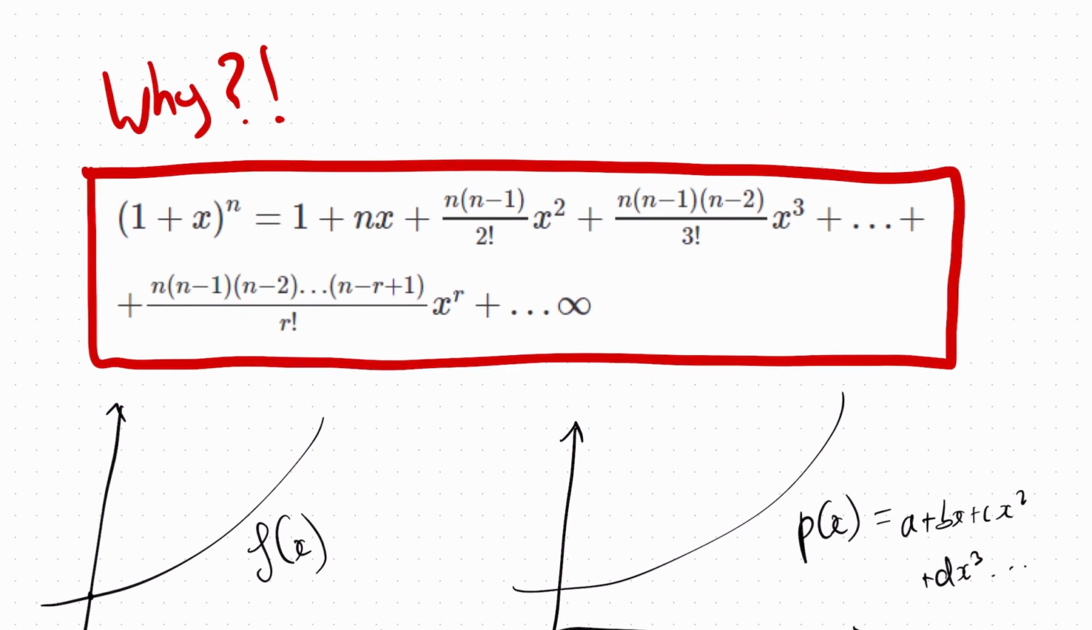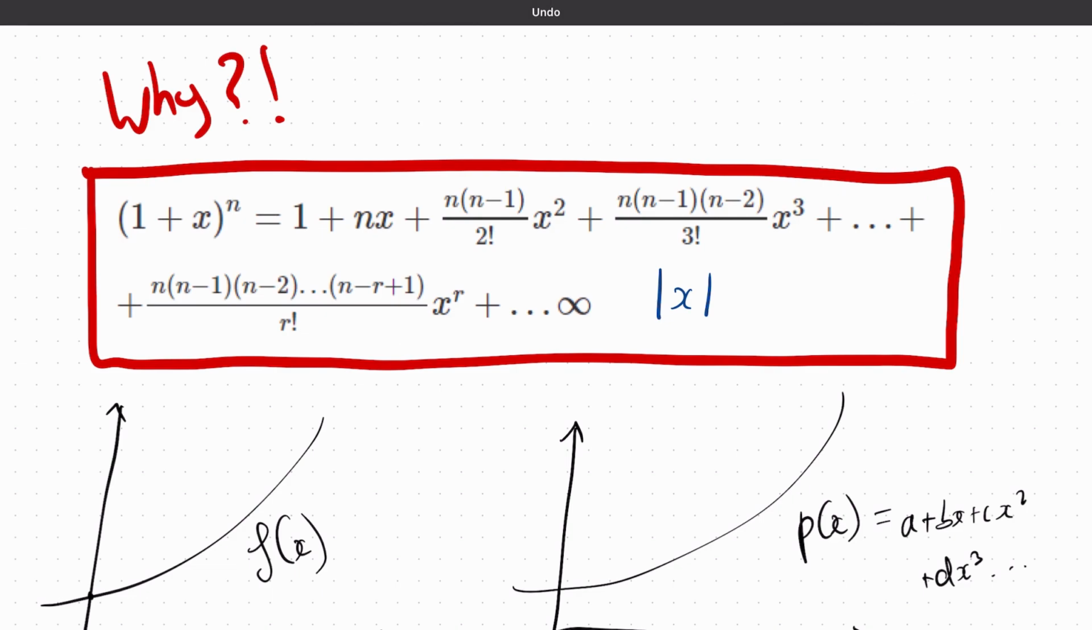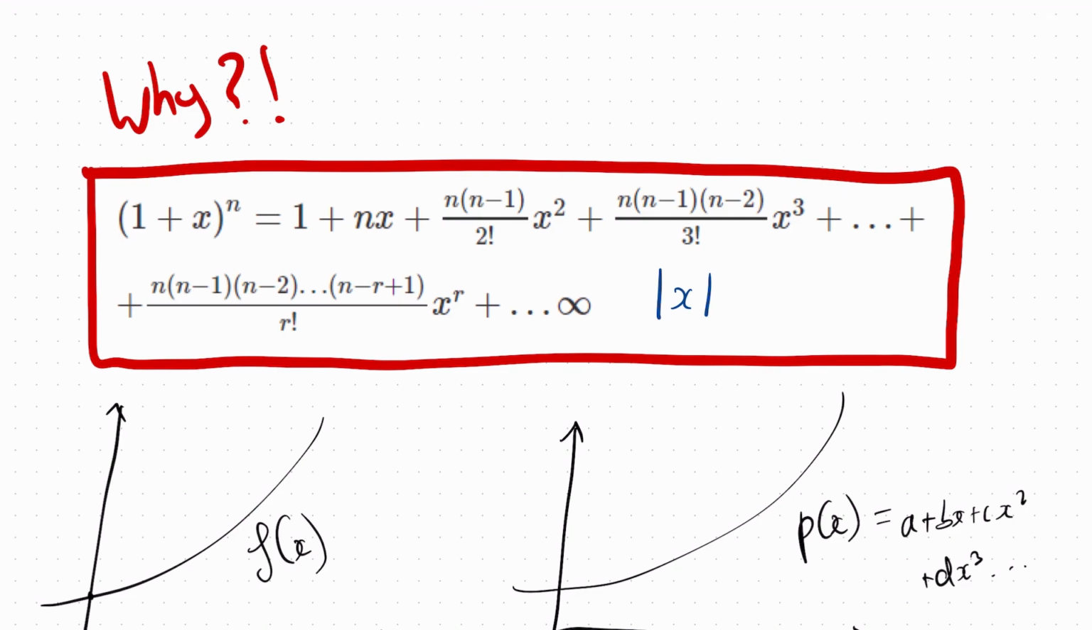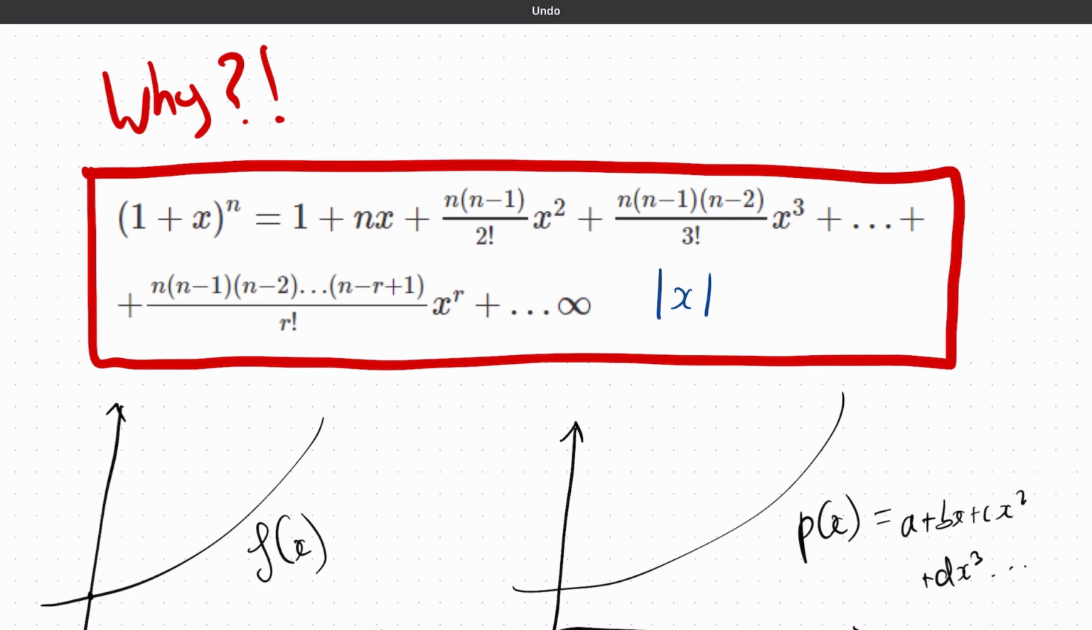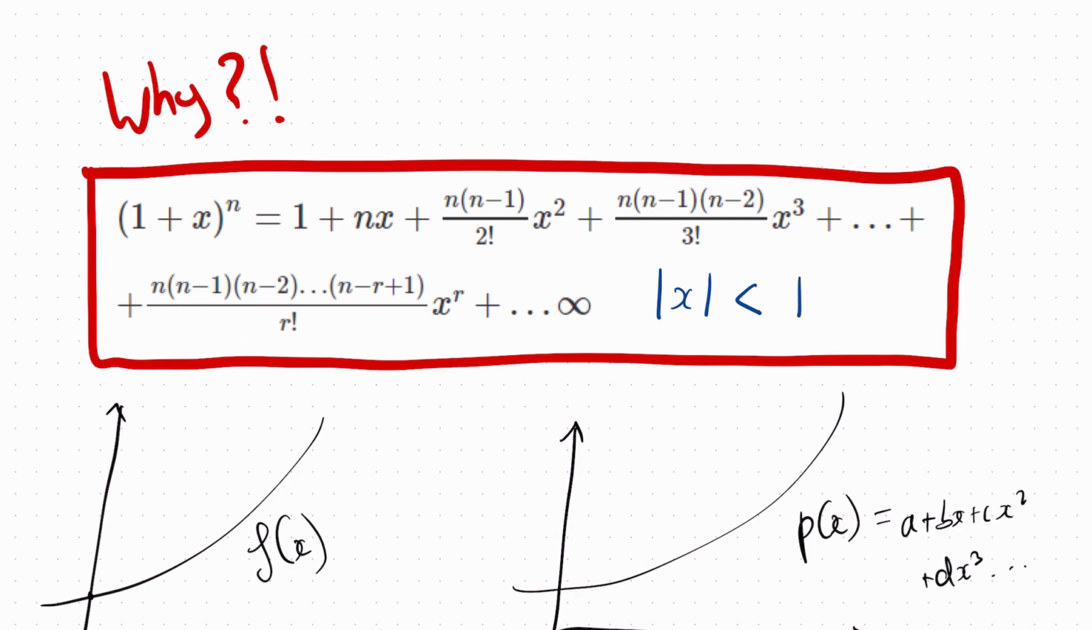But one thing you also probably know is that the x here needs to be lower than 1. So the modulus of x needs to be, I think it can be lower than, I'm not sure if it's lower than or equal to, let's think about this. Yeah, it has to be lower. It cannot be lower than or equal to. And let me explain why.